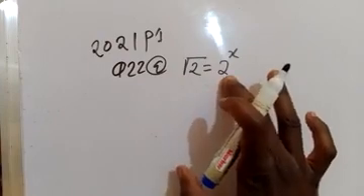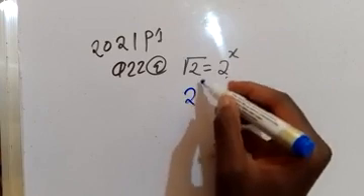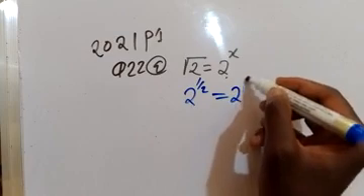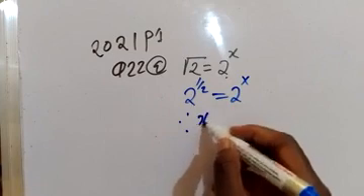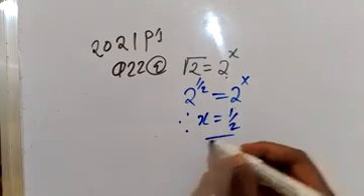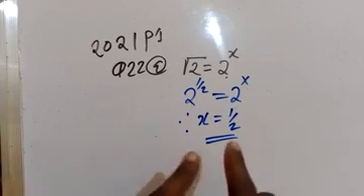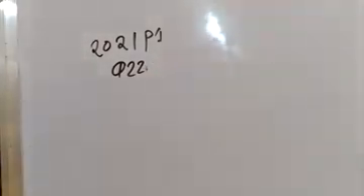From this, we can easily deduce that this expression can be written as 2 to the power 1 over 2, which is equal to x. So from here we can easily conclude that x is equal to 1 over 2. Very simple, isn't it? So we go to the next part of question number 22, which is question 22b.